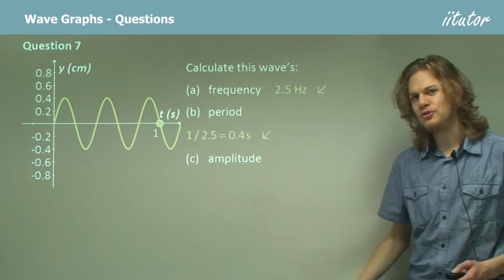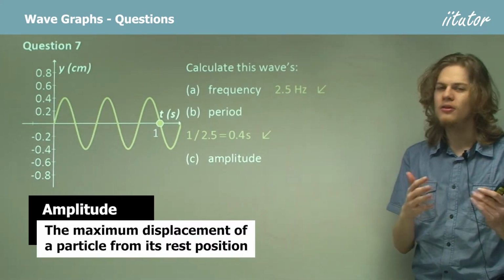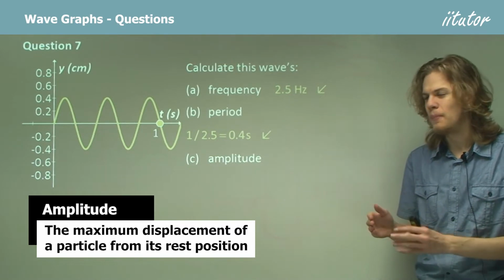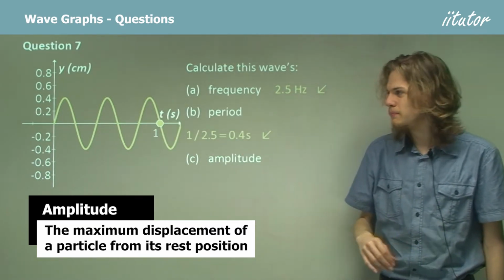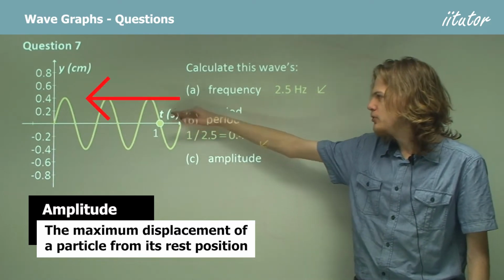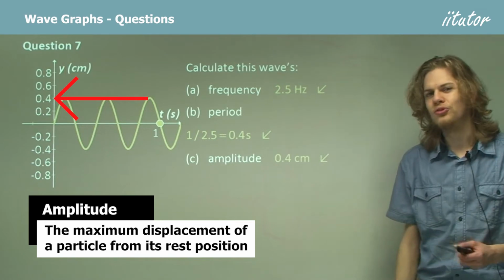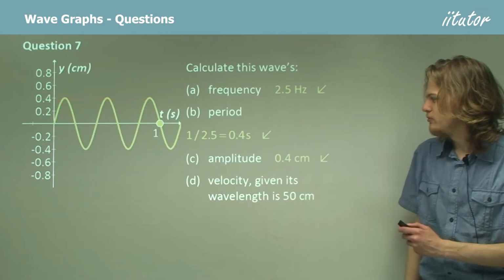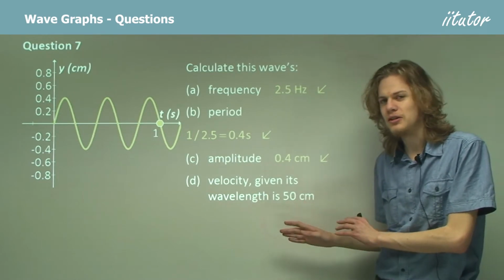Find the amplitude. Now remember, the amplitude is the displacement of the particle in the wave away from the rest position. The rest position is this 0 on the y-axis, and so we can see that our amplitude will be, that's right, 0.4 centimeters. Finally, find the velocity given that its wavelength is 50 centimeters.